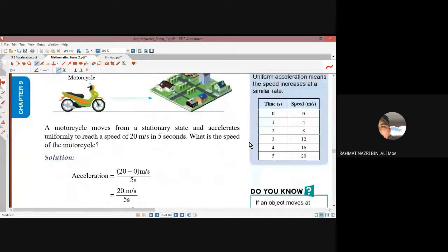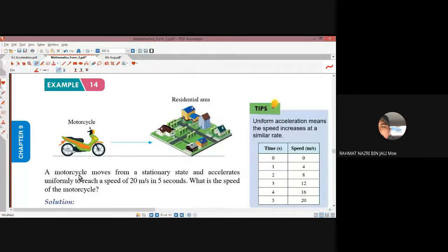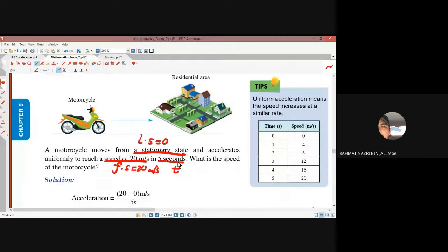Example 14. A motorcycle moves from a stationary state. Okay, stationary state is speed is equal to 0. Initial speed. And accelerate uniformly to reach a speed of 20 in 5 seconds. So this is a final speed, 20 meter per second. And then the time given is 5 seconds. So what is the speed of the motorcycle?